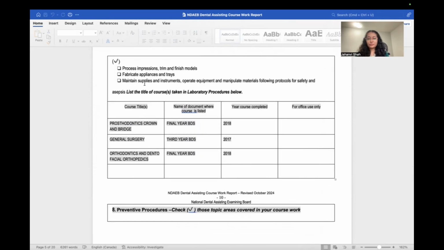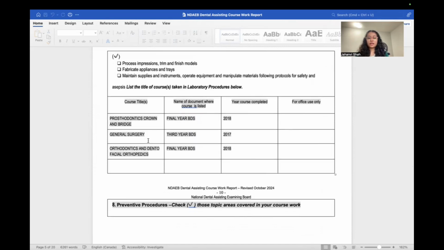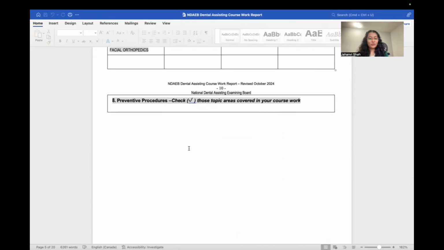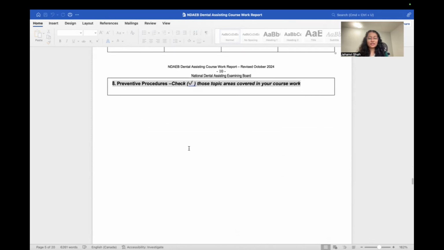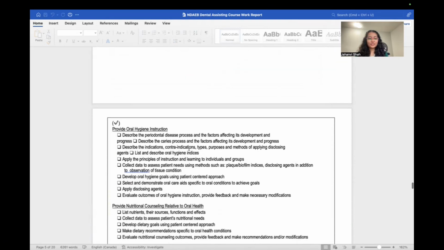We take impressions in prosthodontics, so that was one of them. I did read about maintaining the supply and instruments in general surgery. And of course, when it comes to trimming and finishing the models, we have mostly done them in orthodontics. Make sure you write down the year in which you were taught those subjects or topics, and the year that the course was completed. Now coming towards the end, that is the preventative procedures.